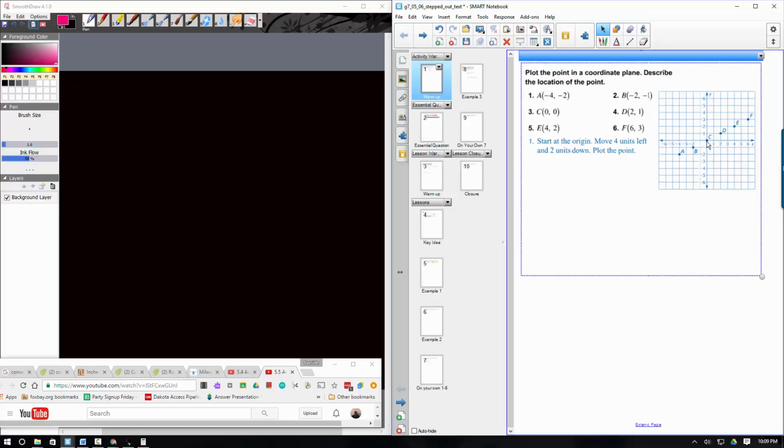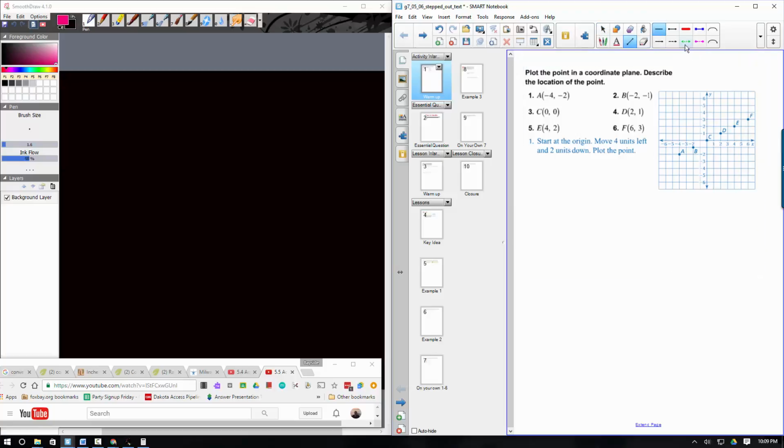For B, I go down 1 and I go over 1, 2. C is right on the origin. D is up 1 over 2. E is up 2 over 4. And then F is up 3 and over 6. And if I draw a line here, let's just see what happens. If I go from here to here, you're going to notice that's a straight line, and it goes right through the center of the origin. This here is called direct variation, and it's something we're going to be focusing on in this section specifically.